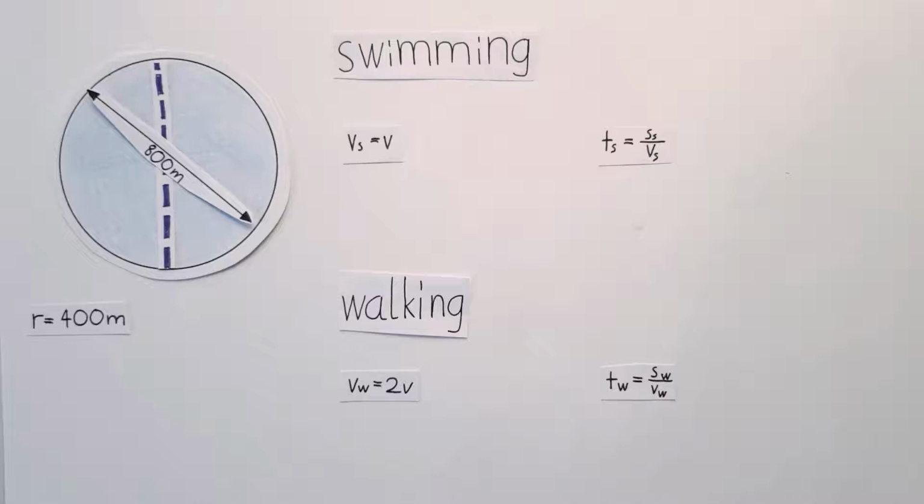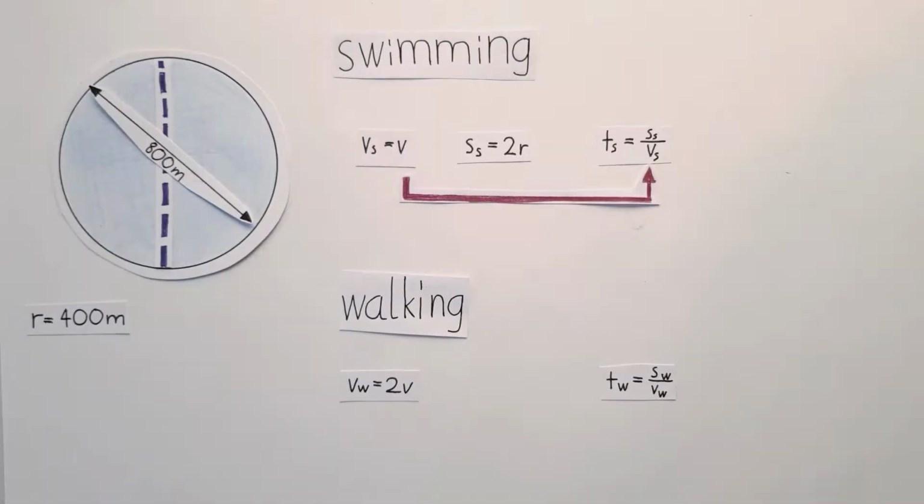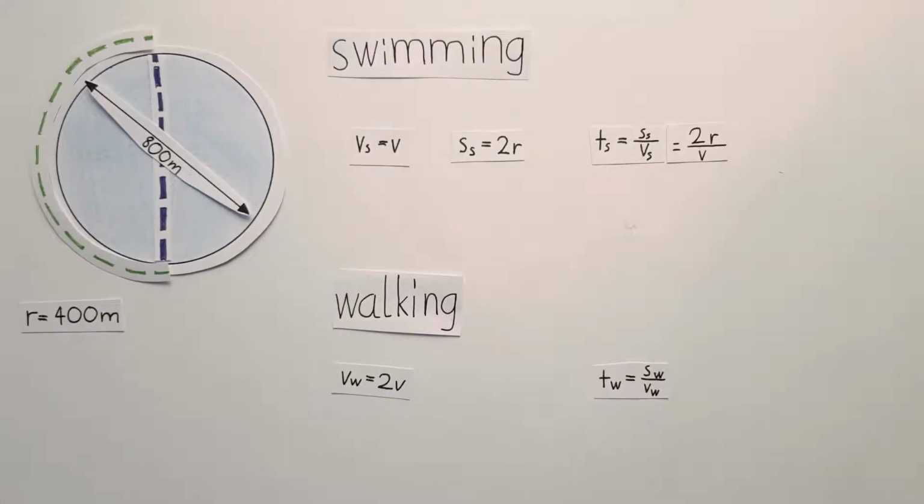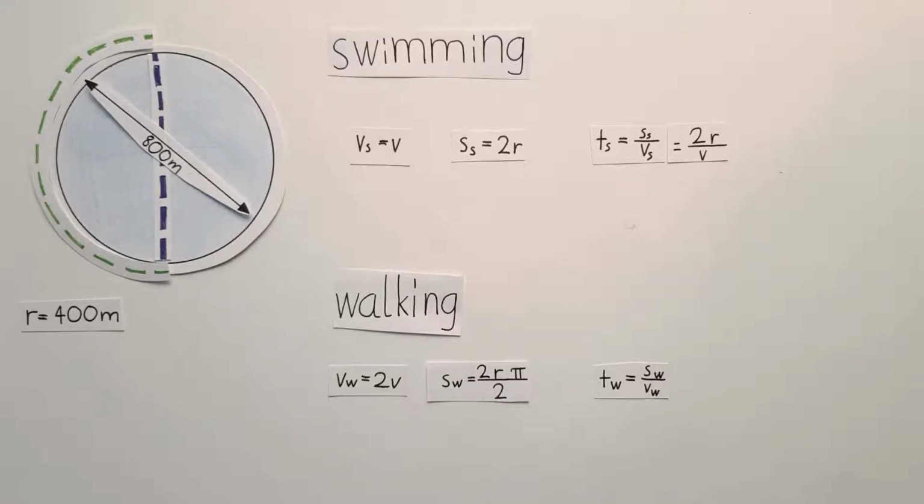Next, we have to calculate the distances. We swim across the lake, so the swim distance s_s equals 2r. Now we can insert everything into t_s and get 2 times r divided by v. Now to the walk distance. The circumference of a circle is 2r pi, but as we only walk around half the lake, we only need half of it.